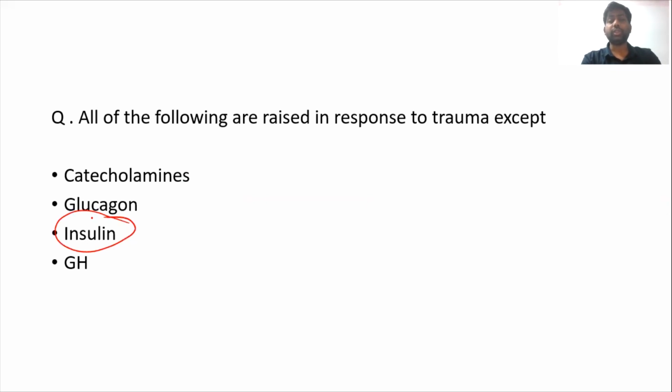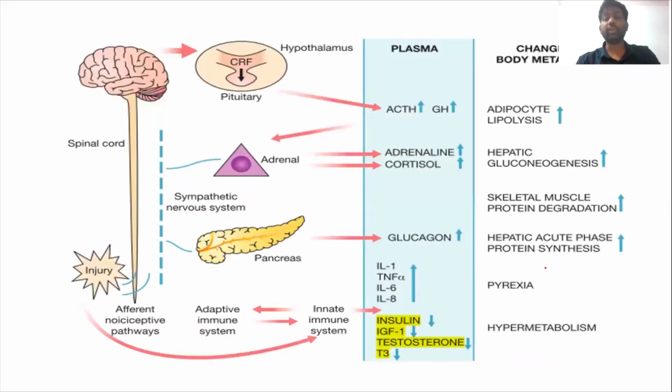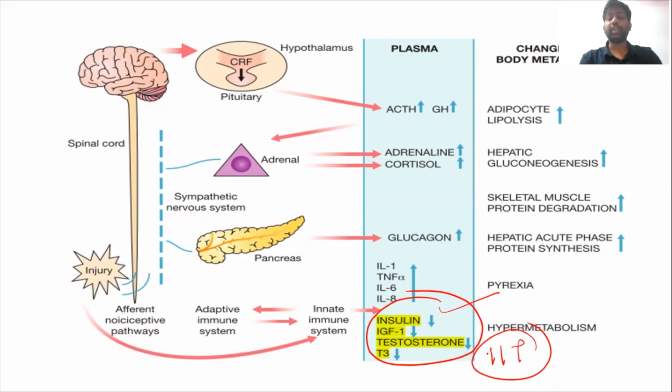So this brings us to the last topic, that is the neuroendocrine response. In the neuroendocrine response, the most commonly asked thing that you have to remember is that IGF, thyroxine and testosterone are decreased in response to trauma. So there is a decrease in the insulin-like growth factor, thyroxine hormone, and testosterone. All of them are decreased. Rest, everything is increased in case of trauma.